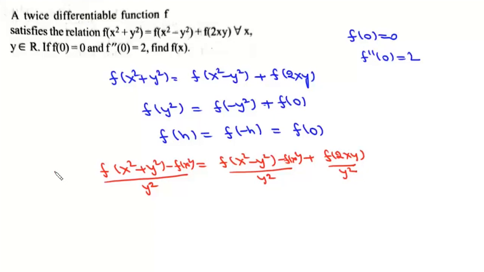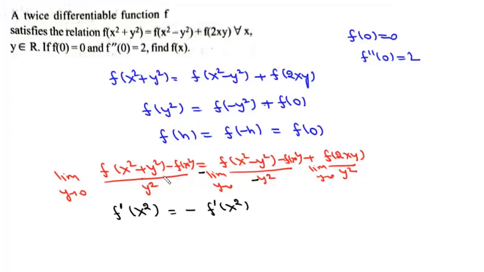Now we'll take this limit y tends to 0. This is limit y tends to 0, and this is also limit y tends to 0. Now this is the derivative of this function at x square, so this is f dash x square. Here, since this is minus y square, we'll take minus here, so this is minus, and this also is the derivative of x square.